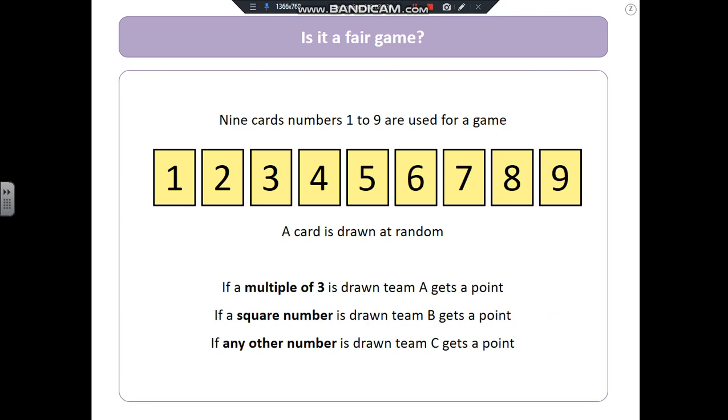So just pause and have a think. Is that a fair game? Or are A, B and C equally likely to win?